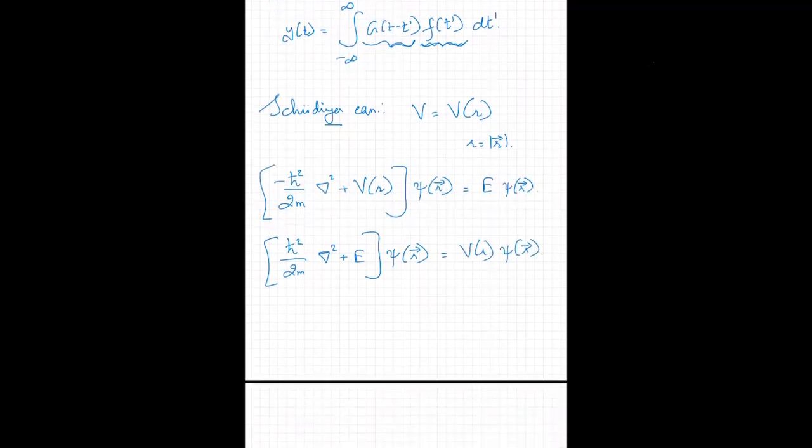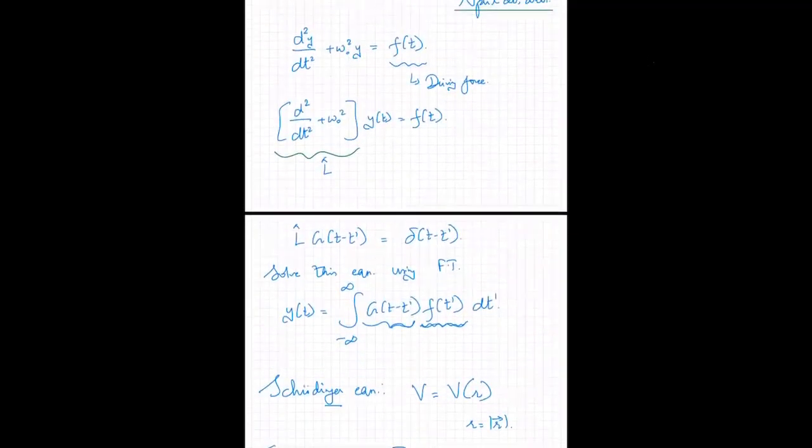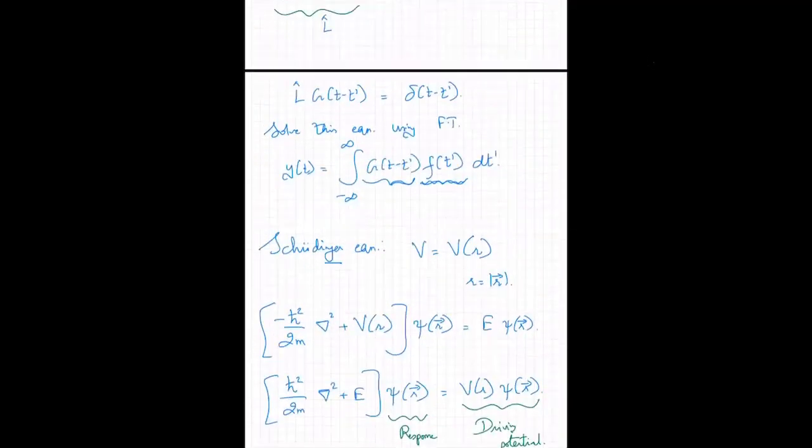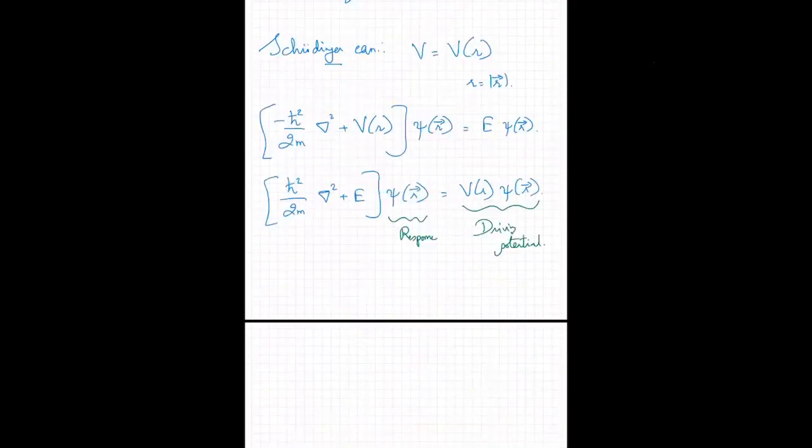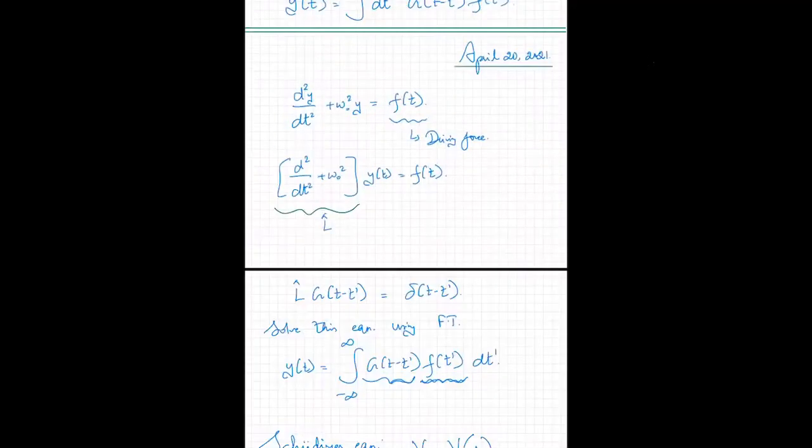Okay. So this is the response. The wave function is basically the response. And this is the equivalent of the driving force or driving potential, which is a bad term, but whatever it is. It is the equivalent of the driving potential. So as you can see, the difference between the Schrodinger equation and a driven harmonic oscillator is that the driven harmonic oscillator on the right-hand side does not have y of t.